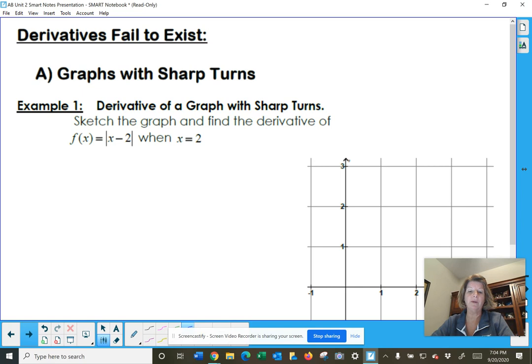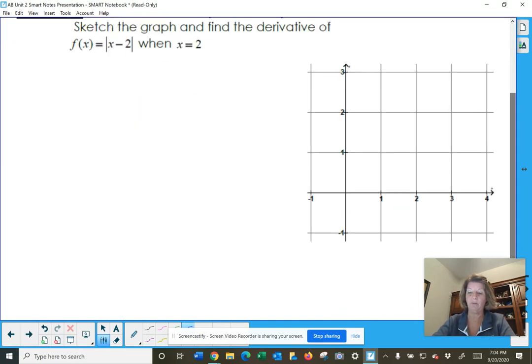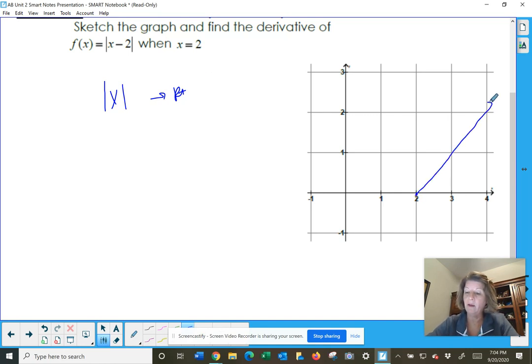For example, the derivative of a graph with sharp turns, let's look at the absolute value of x minus 2. Sketch this graph and find the derivative when x is 2. We know that absolute value function is getting shifted to the right by 2, so I will have a vertex hitting there, and we have that shape, don't we? Okay, so there's our f of x function, f of x equals absolute value of x minus 2.